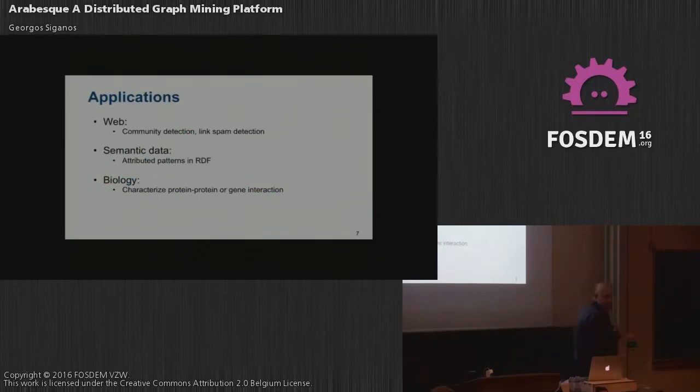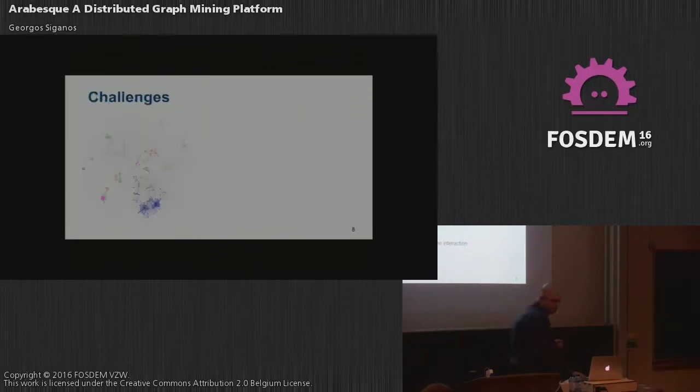Applications: there are many different applications. You can use them for community detection, link spam detection, you can use them for RDF graphs to find attribute patterns, you do it in biology, etc. There are a number of applications. Now, the main thing that I want to talk about for graph mining problems are the challenges. So what are the challenges?